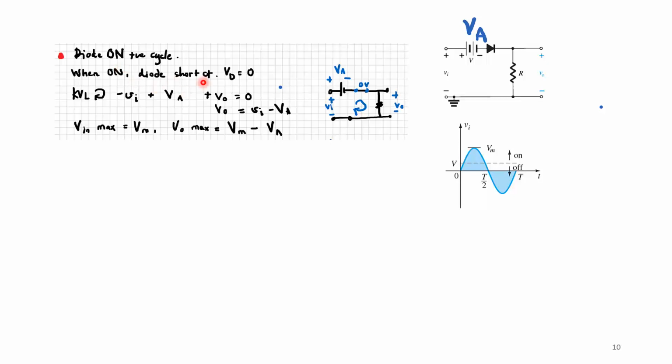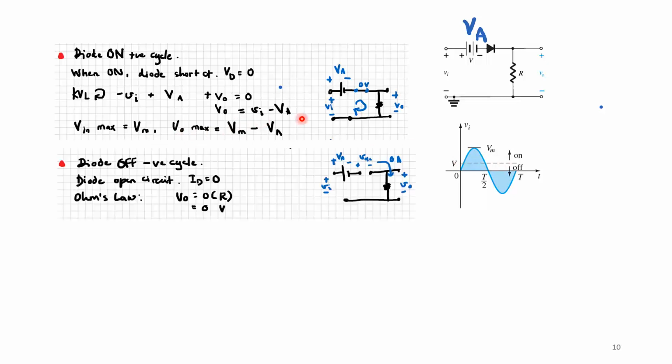So during the negative cycle, it would turn off, but in the positive cycle, it would turn on. When it's on, the diode is a short circuit. VD is equal to 0, and if I do a KVL, I get negative V in plus VA plus V out is equal to 0. So now my V out is not just V in, but V in minus VA. When my V in is a maximum of VM, I can expect that my V out maximum is going to be VM minus VA. When it is off, the diode is an open circuit, ID is equal to 0, and by Ohm's law V out is equal to IR, 0 times R, which is 0 volts.